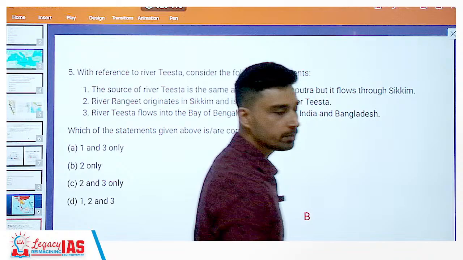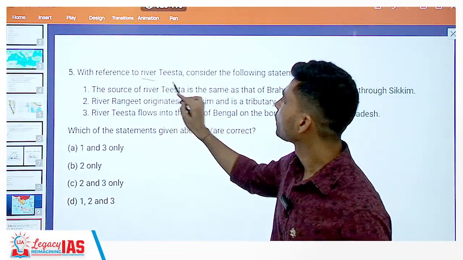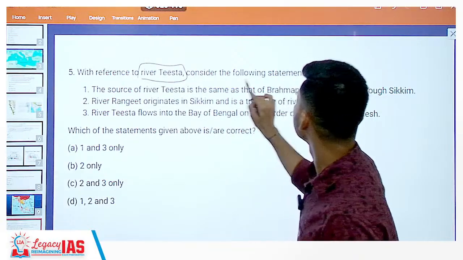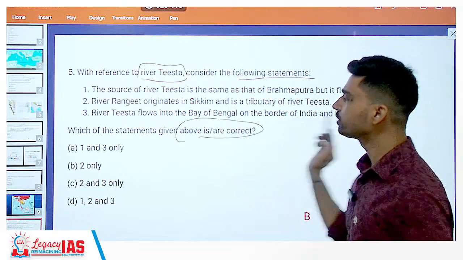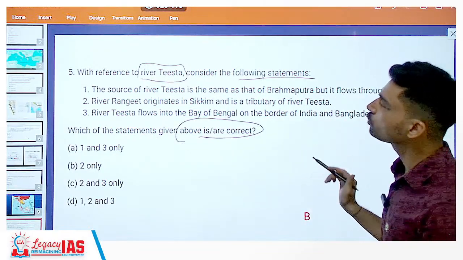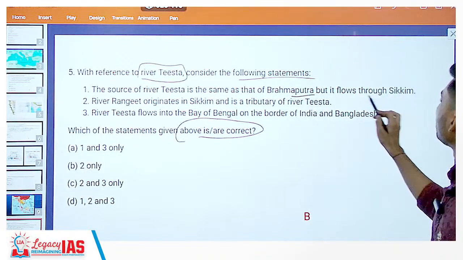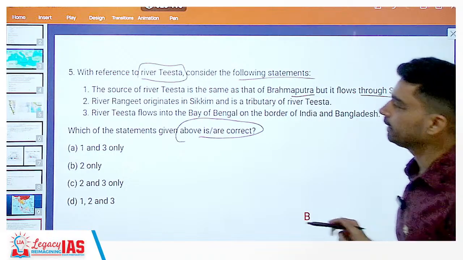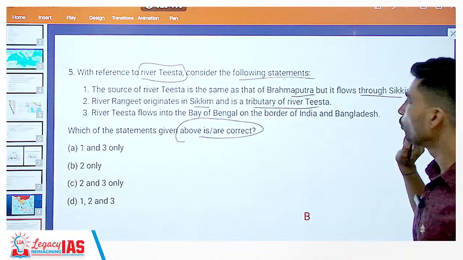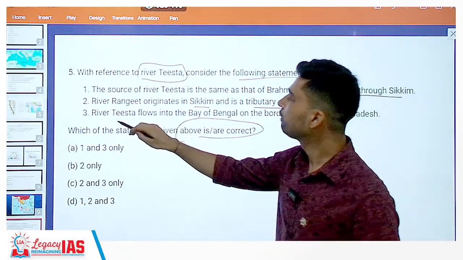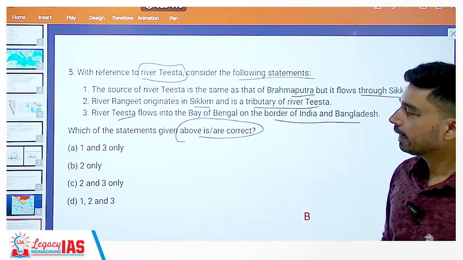The other question being asked is about rivers, and they have asked about river Tista. With reference to river Tista, consider the following statements. 3 statements are given, and you have to pick whichever statement is correct. First, the source of river Tista is the same as that of Brahmaputra, but it flows through Sikkim. Second, river Rangit originates in Sikkim and is a tributary of river Tista. And third, river Tista flows into the Bay of Bengal on the border of India and Bangladesh.